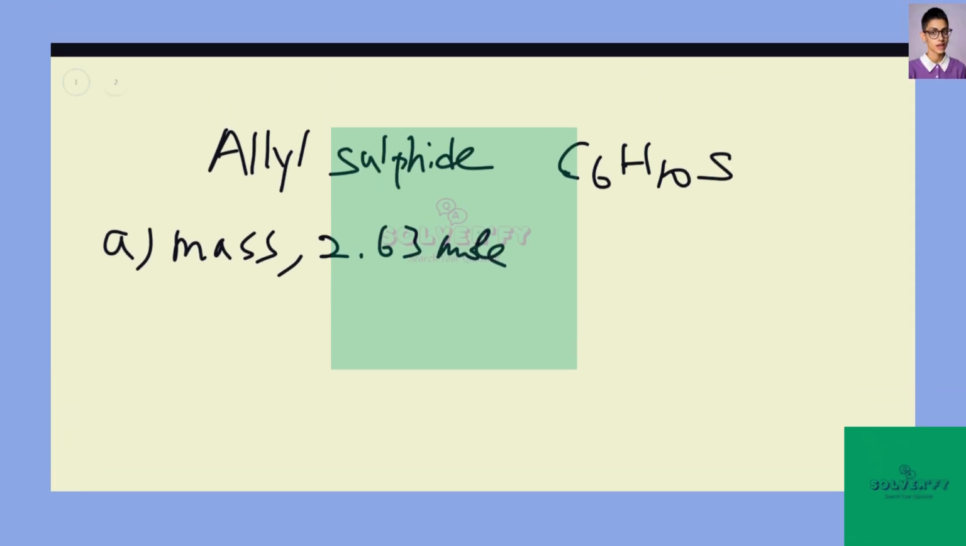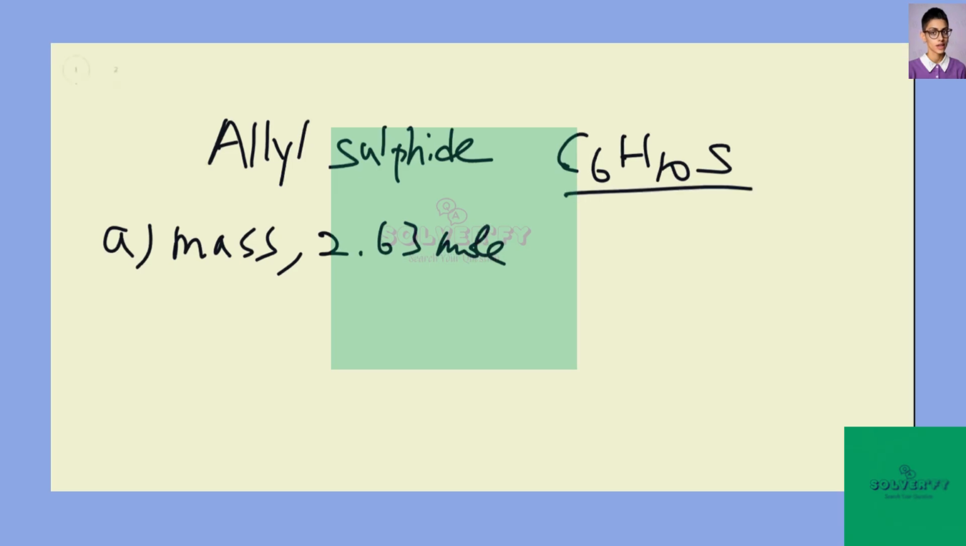So we have to find out the mass of 2.63 moles of Allyl sulfide, and also we have to find out the number of carbon atoms in 35.7 grams of Allyl sulfide. Okay, so first of all, before we do any correlation, we have to find out the molar mass of this compound. So again, in your textbook you have a structural formula, but I just condensed that to something called a condensed formula. It will be much easier to find the molar mass.